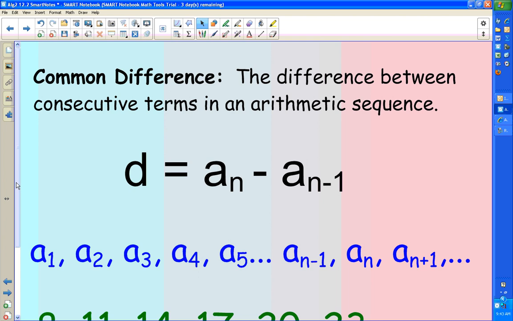I'm telling you right now, some of you are not going to adhere to that. You're going to do the big number minus the little number that are next to each other, and you're going to screw up the sign of the common difference. It's got to be some term minus previous term. A sub 5 minus a sub 4.